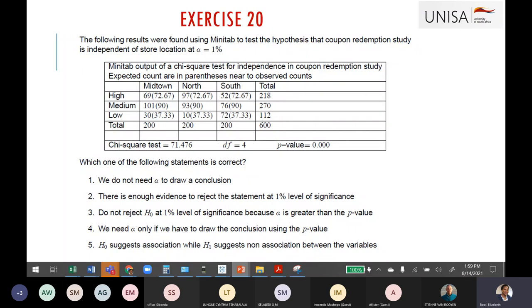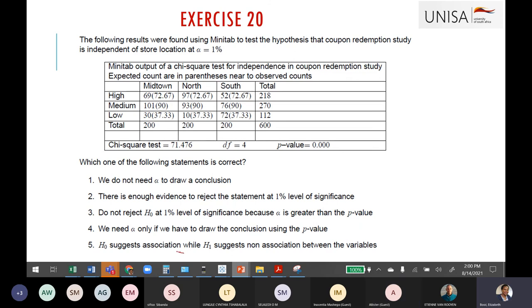We have 1 minute left. So this one also you can do on your own. Already in the brackets, they calculated the expected values. The observed values are the actual numbers. They gave you the test statistic. They give you the critical value. And you can answer all the questions that they are asking you.